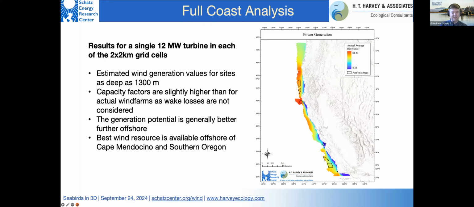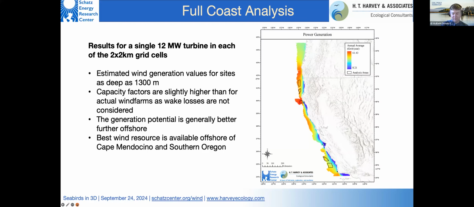Another interesting note is that when comparing these results to full facility estimates, capacity factors are a bit higher, as in this scenario, we envision no other turbines to cause wake losses. These are each, as it says, a single turbine. We can see that the highest generation is available just off of Cape Mendocino and also into the Oregon-California border. Generally, we see that wind resources are worse near shore and better offshore.